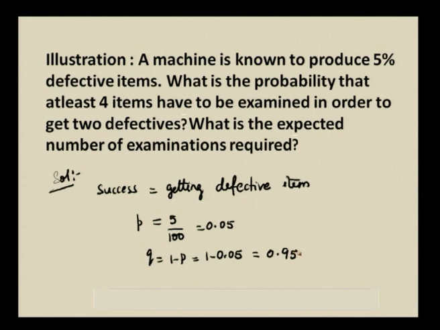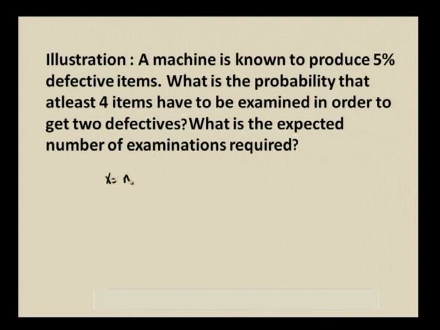Okay. What is the probability that at least 4 items have to be examined if x is representing the number of trials? Again I will take x as the number of trials required to get r successes.